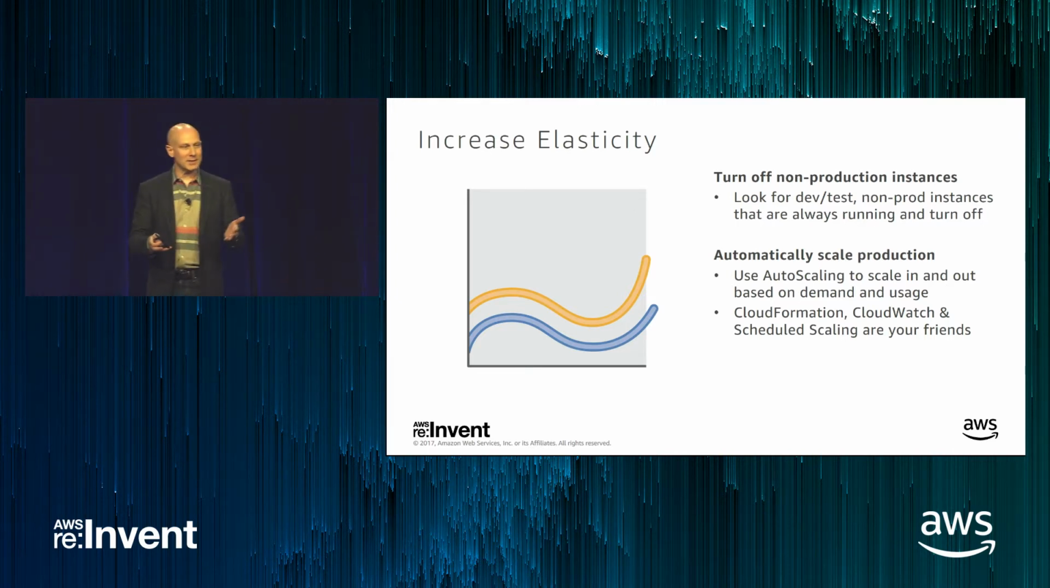If you're not using the instances after 5 p.m., or maybe your developers go home at 8 or 10, simply turn those instances off. You can use auto-scaling to automatically scale in and out of your peak demands, or you can use the scheduled scaling feature to achieve what I was just talking about. And you can use CloudFormation, CloudWatch, and again, as I mentioned, scheduled scaling.